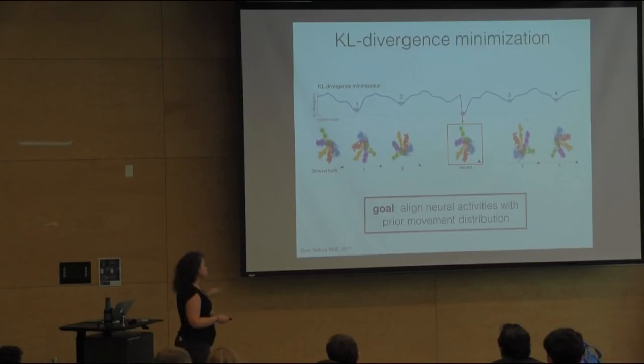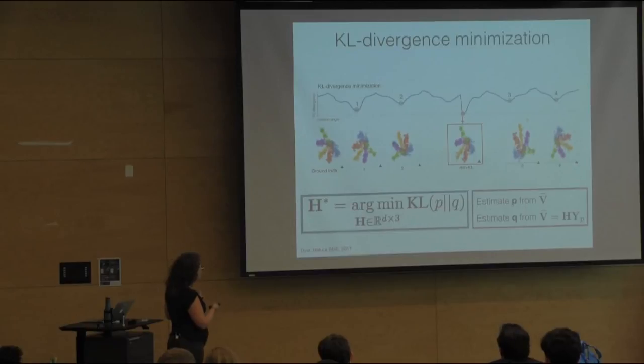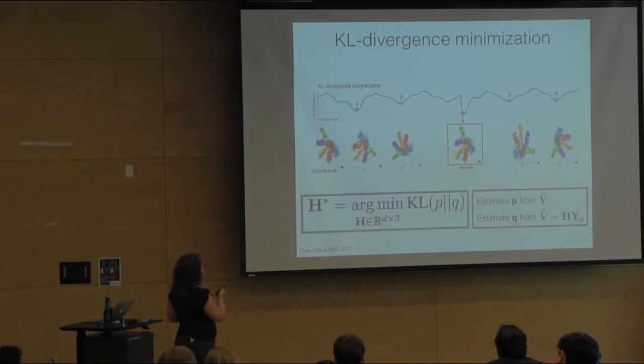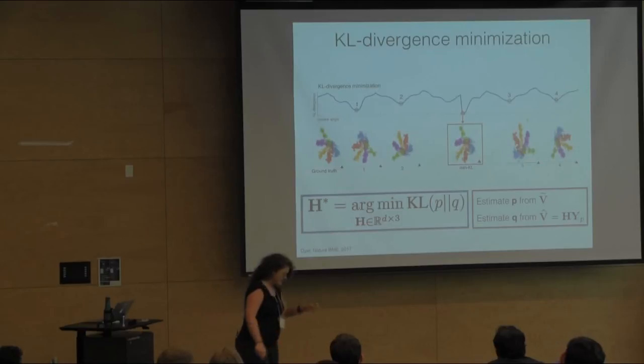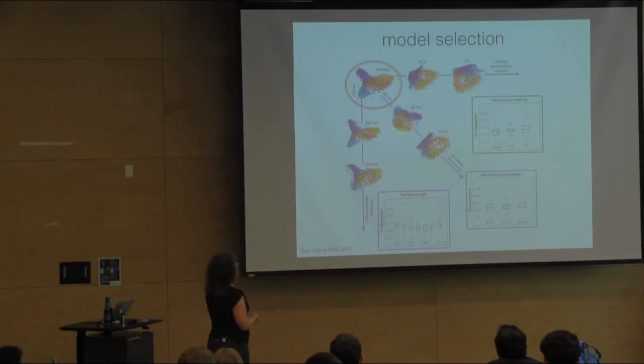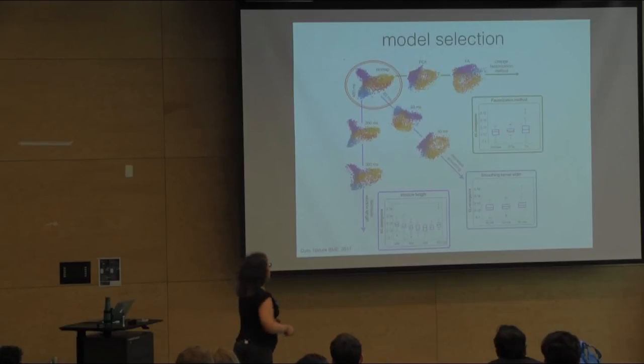And so we needed to develop some tools in order to get around this problem. I'm not going to go into details of that, but I just wanted to give you a sense of this approach: minimizing the KL divergence between your projected neural data and your movement distribution gives you a way of figuring out how to reduce dimensionality such that we can decode movements.